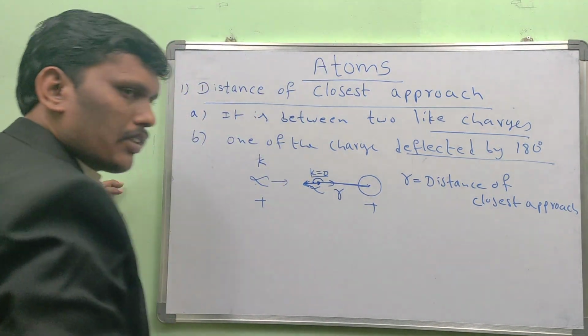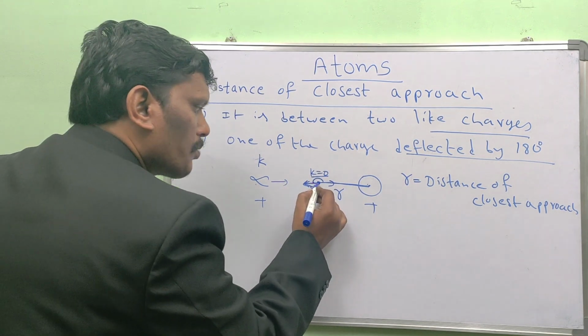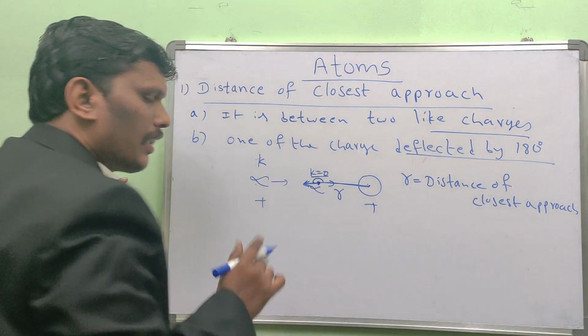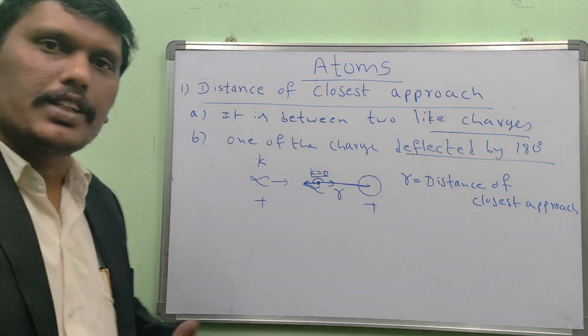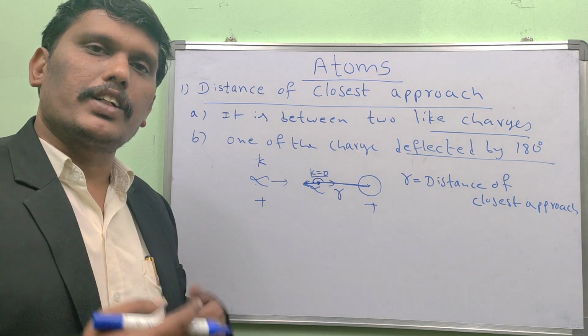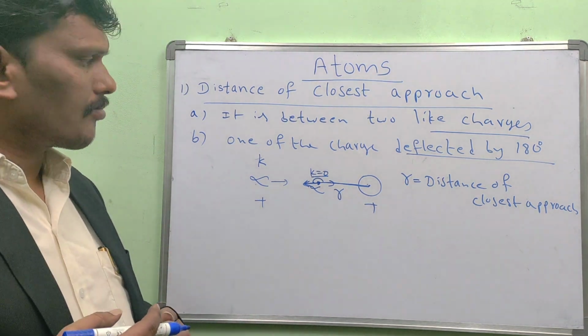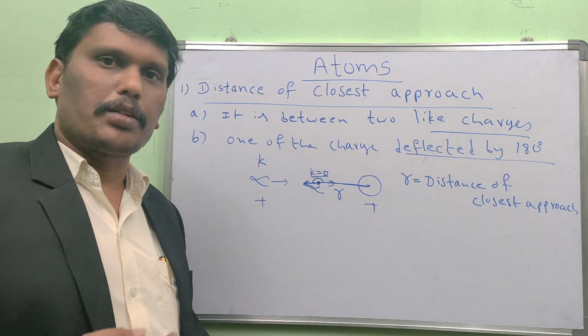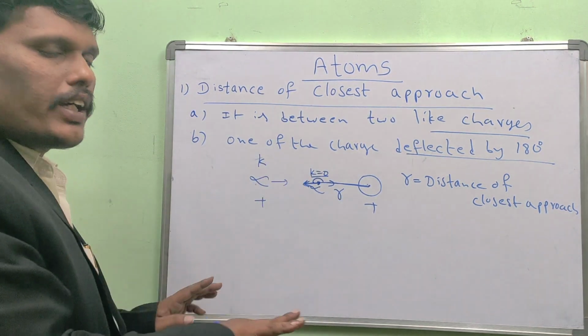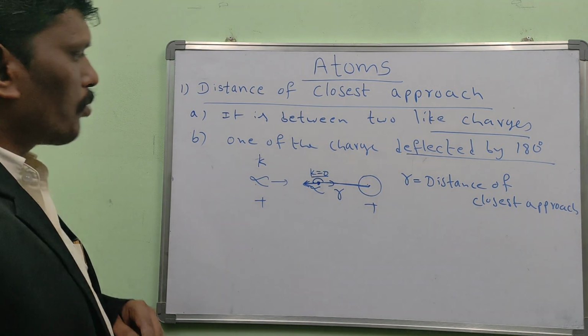Now how to calculate the distance of closest approach? At this point, what will happen? Kinetic energy goes on decreasing. The decreased kinetic energy is converted into potential energy. That potential energy we call electrostatic potential energy. Whenever the kinetic energy becomes zero, the total kinetic energy is converted into electrostatic potential energy.